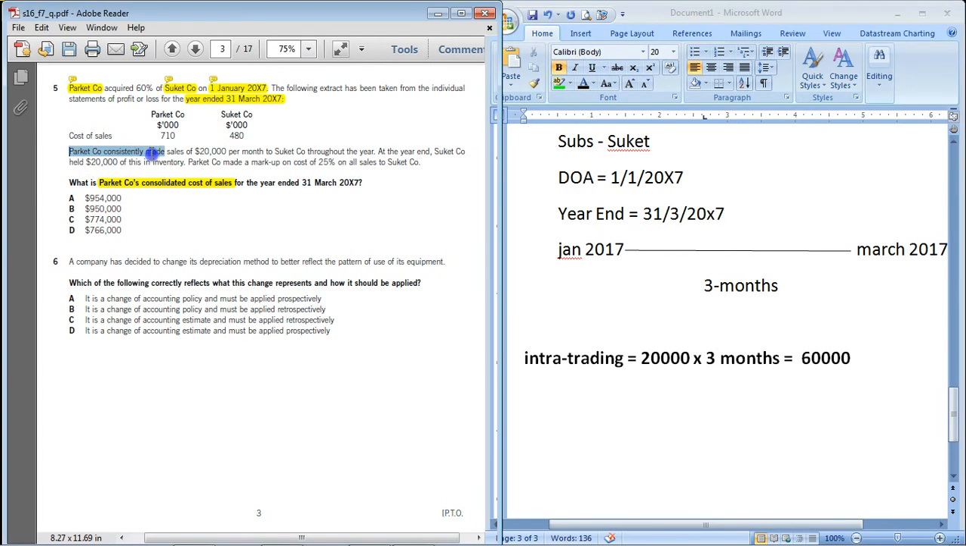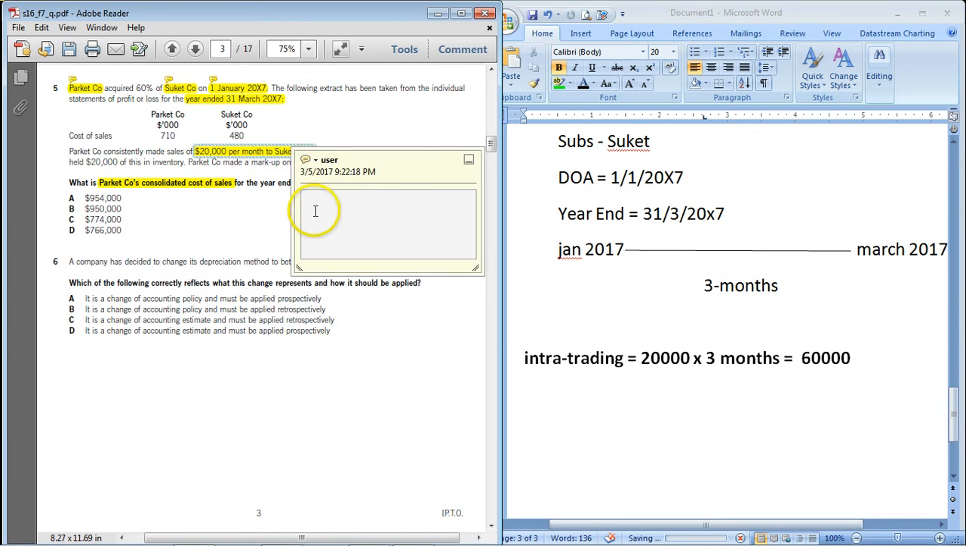Alright. So, Parker Company consistently makes sales of 20,000 per month to Suket through the year. Parker is your parent. You make sales per month to Suket. Parker is the seller. Suket is the buyer. It means that this is an intra-trading transaction because you sell to your subsidiary. 20,000 per month. So how can I know the total amount of the sales? This we call the intra-trading value. Your sales, 20,000 times 3 months, 60,000, is the value of your transaction between parent and subsidiary. We call it intra-trading. This is your intra-trading value, which is 60,000.